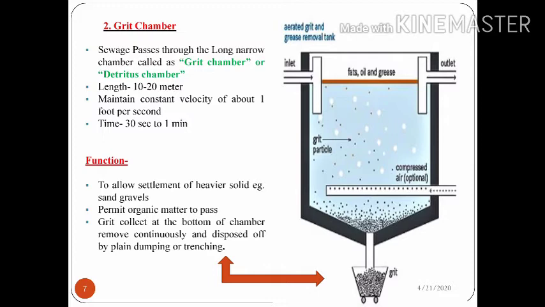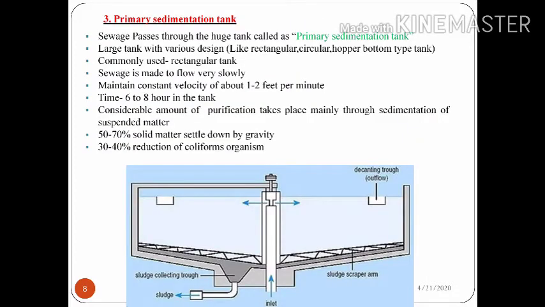One picture is being given here. Okay, next, primary sedimentation. Sewage is now admitted into a huge tank called the primary sedimentation tank. It is a very large tank holding from 1/4 to 1/3 of the dry weather flow. There are various designs of primary sedimentation tank. By far the commonest is a rectangular tank. Sewage is made to flow very slowly across the tank at a velocity of 1 to 2 feet per minute. The sewage spends about 6 to 8 hours in the tank.